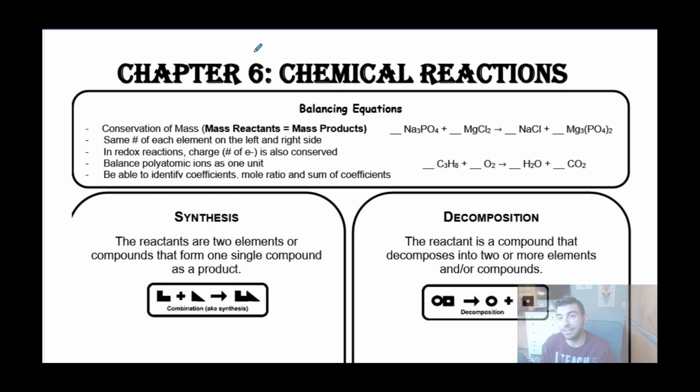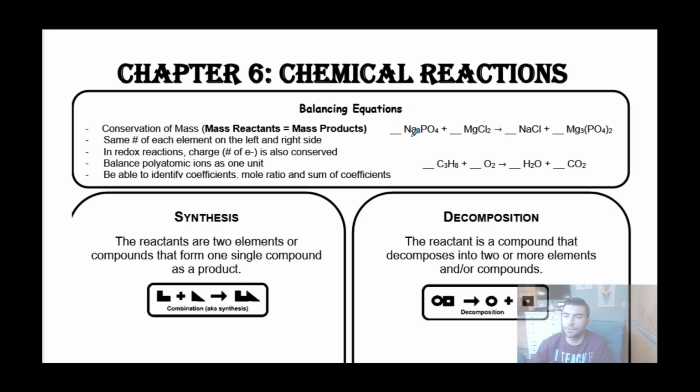But the most important thing is that I'm starting with the same number of elements on the reactant side as the product side. And that is what balancing an equation is going to accomplish for us. It's going to help us conserve mass in the overall chemical equation. So remember, we said that we don't want to change subscripts. If we change subscripts, then we are changing what the chemical formula is.